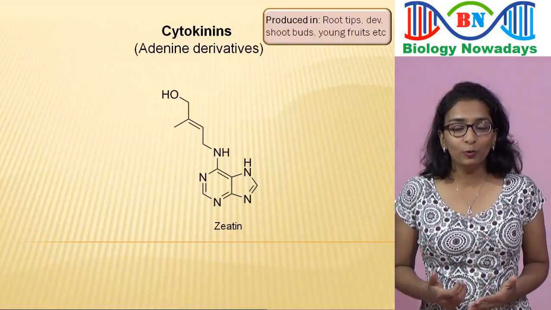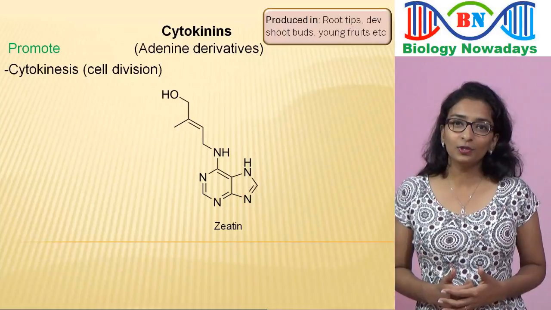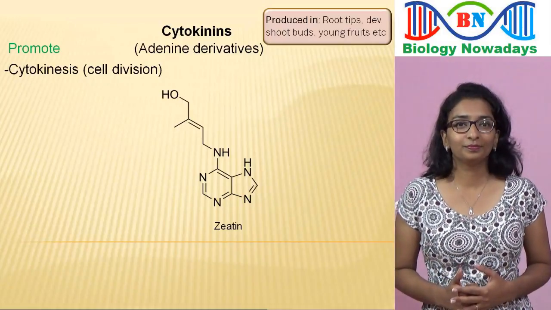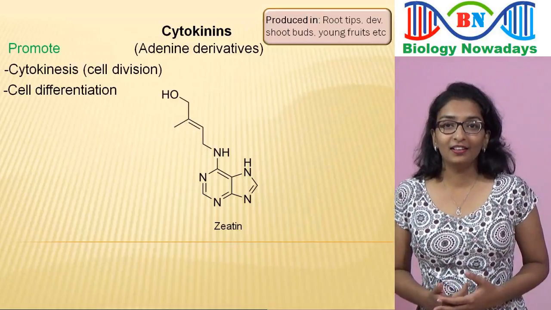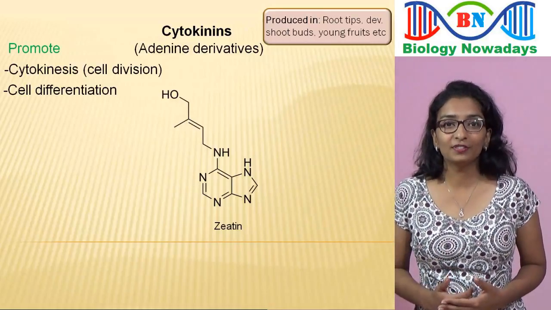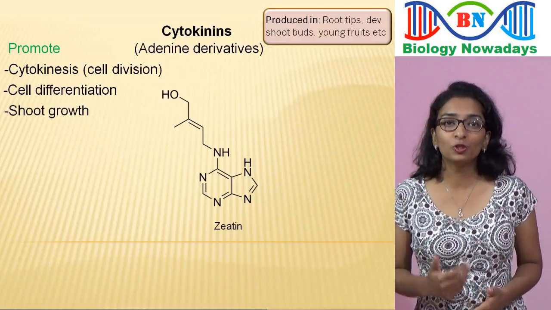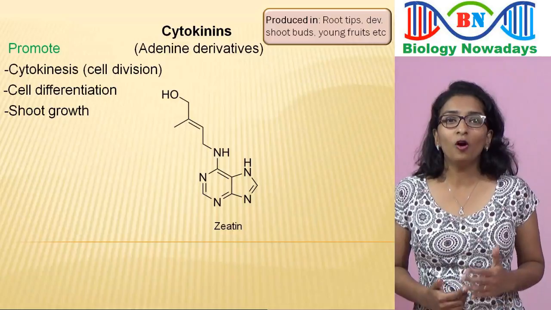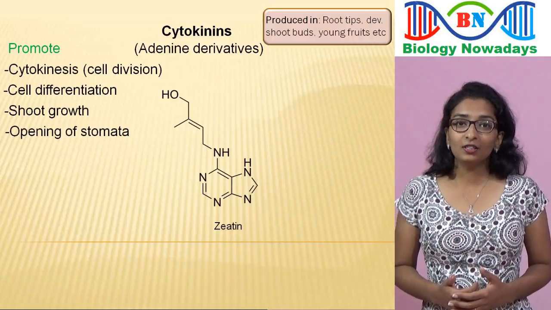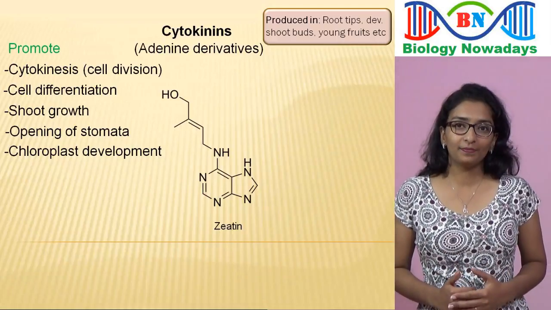Cytokinins are called so because they promote cytokinesis, or in other words, cell division. They also promote cell differentiation, that is, specialization of cells. They play a major role in promoting shoot growth. Cytokinins also promote opening of stomata and chloroplast development, thereby promoting photosynthesis rate.